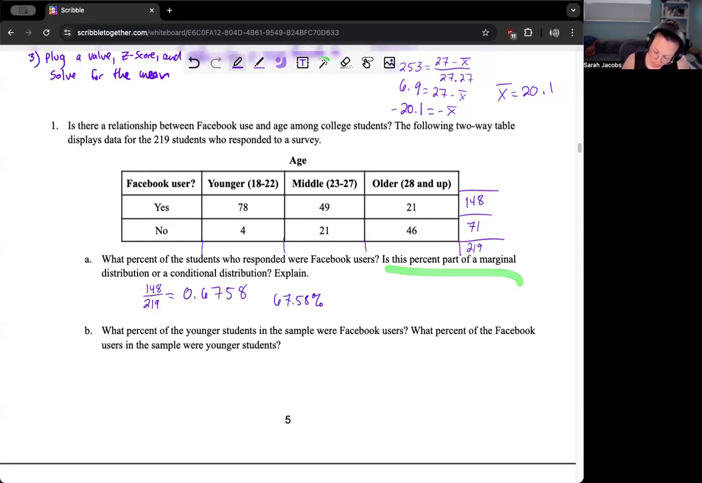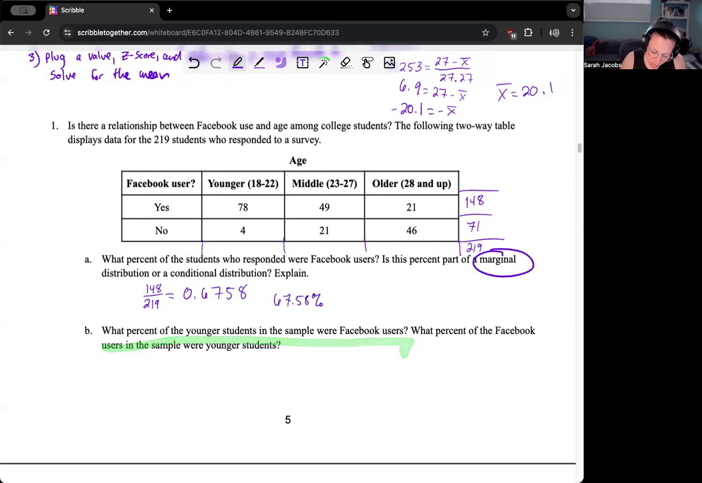So this one is going to be marginal. Big picture, because we're getting it from the margins, right? It's just overall, Facebook or not. We haven't conditioned on some subset of the population. There's no given. Okay. What percent of the younger students in the sample were Facebook users?